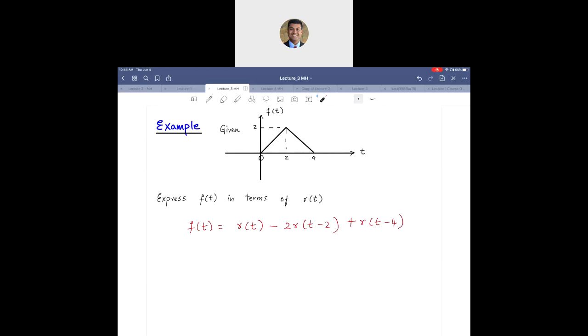So literally we did 3 pieces to this, right? One piece was right here, the other piece was right here, and the other piece was right there. This was slope of 1, slope of -2, slope of 1 again.